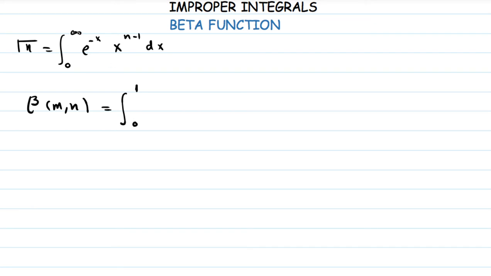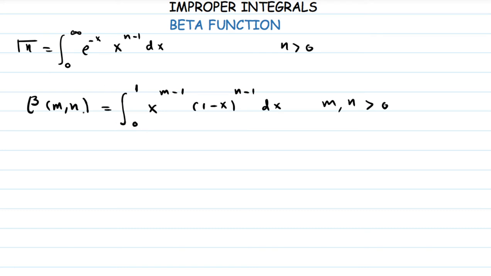So this is the first difference we have. Instead of 0 to infinity, it's from 0 to 1 of x raised to m minus 1 into 1 minus x raised to n minus 1 dx. As you can see, we have two arguments, m and n, while for the gamma function there was only n. One thing to note is that in the gamma function our n was positive. Here our m and our n should both be positive. So this is the concept of the beta function.